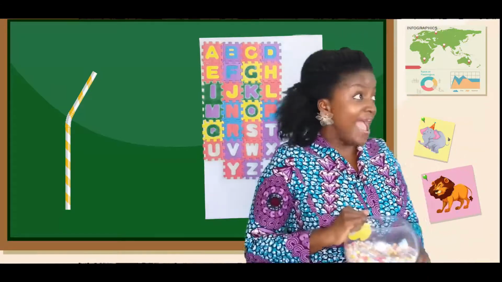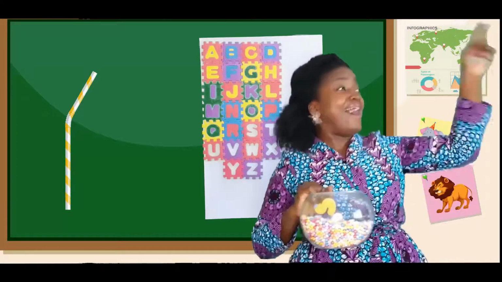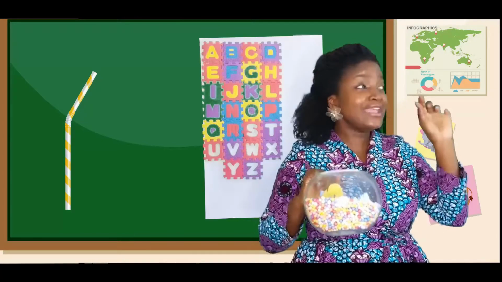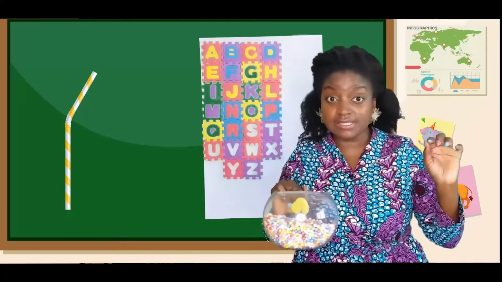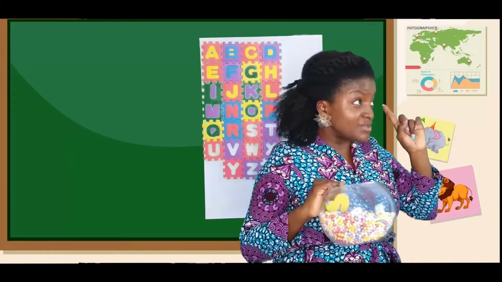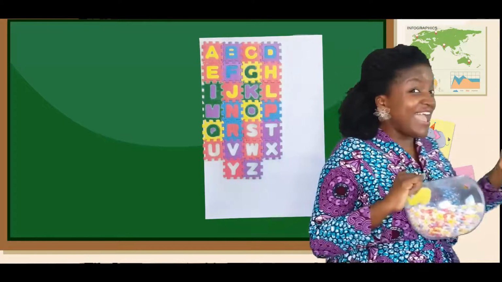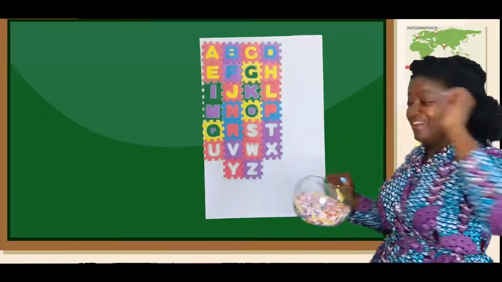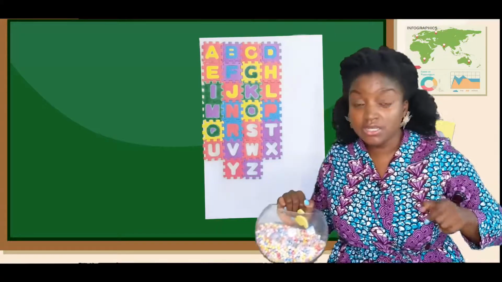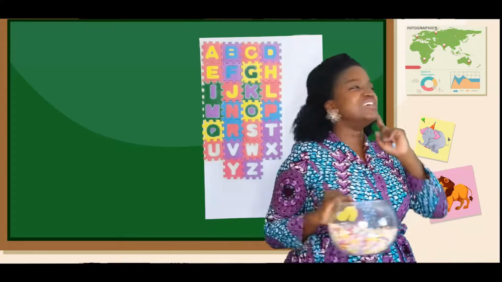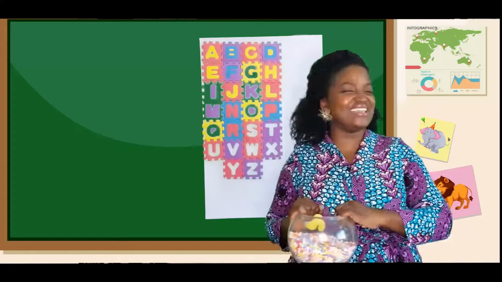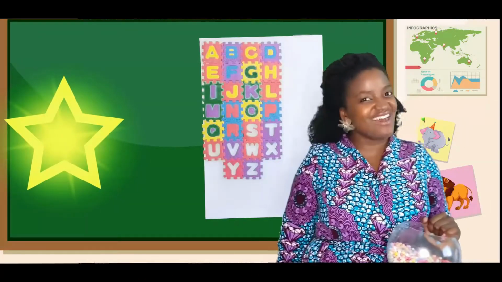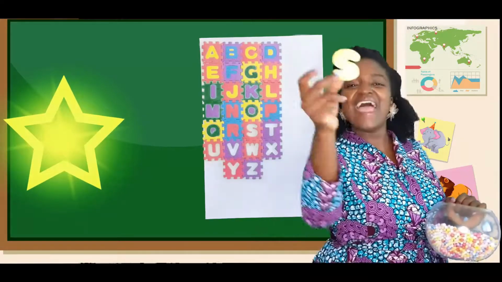And our last one, let's guess another word. It comes out at night in the sky. And it shines bright. It lights up the evening sky. What is it? How many do you have? You have 18 of them. What is it? It is a star. Star starts with the letter S.